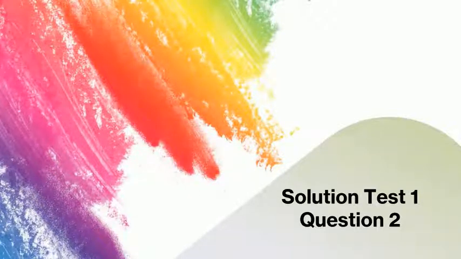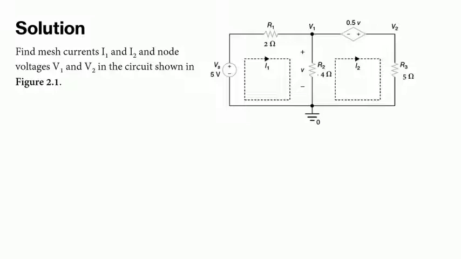Okay, let's take a look at the question. Question 2 is to find the mesh currents, I1 and I2, and also the node voltages, V1 and V2, in this circuit. So if you need to find the mesh current, you have to use mesh analysis.